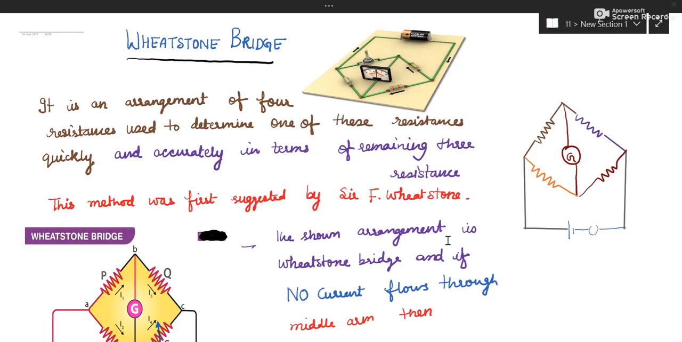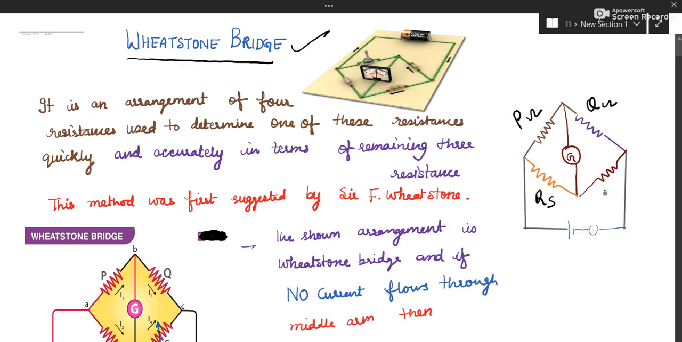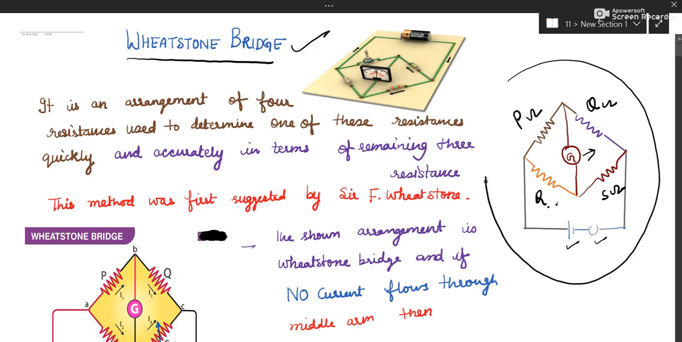Okay, so the topic is Wheatstone bridge. What is a Wheatstone bridge? It is an arrangement of four resistances shown here. You can see this is P ohm, this is Q ohm, this is R ohm, this is S ohm. These are four resistances which are connected as shown. This arrangement, in which there is a galvanometer in the middle arm and there is a battery and a key, is known as Wheatstone bridge.